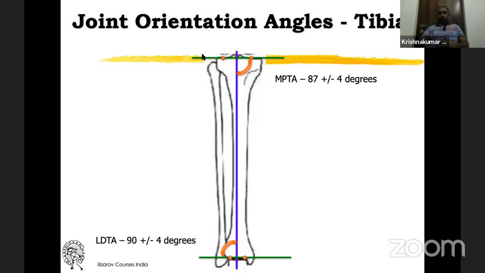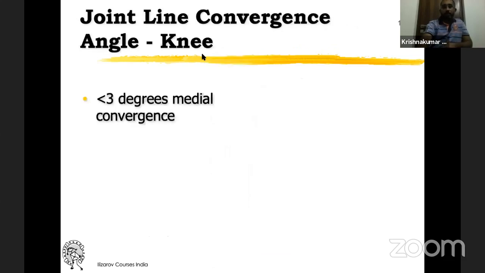So your ultimate aim is to restore these angles and to get a collinear hip, knee, and ankle. Once you understand these lines and the joint orientation angles, then the rest of the things in deformity correction are much easier.